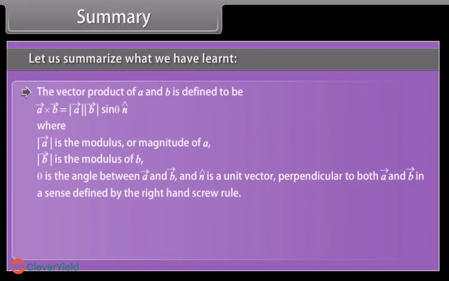The vector product of A and B is defined to be vector A cross vector B, which is equal to magnitude of vector A into magnitude of vector B into sine of theta in the direction of n cap, where magnitude of vector A is the modulus of A, magnitude of vector B is the modulus of B, theta is the angle between vector A and B, and n cap is a unit vector perpendicular to both vector A and B in a sense defined by the right-hand screw rule.